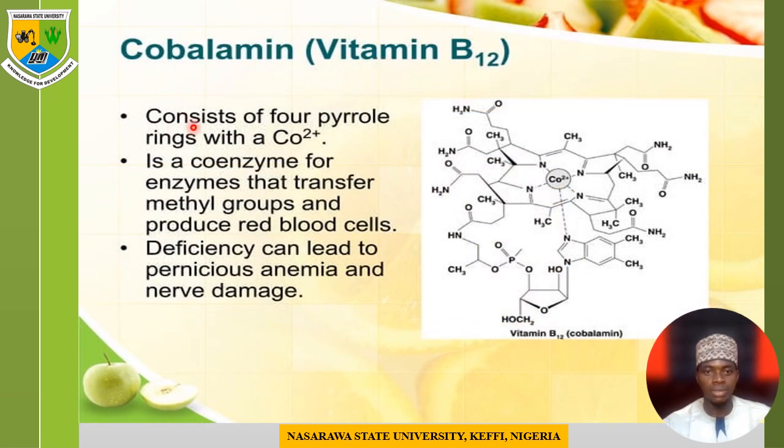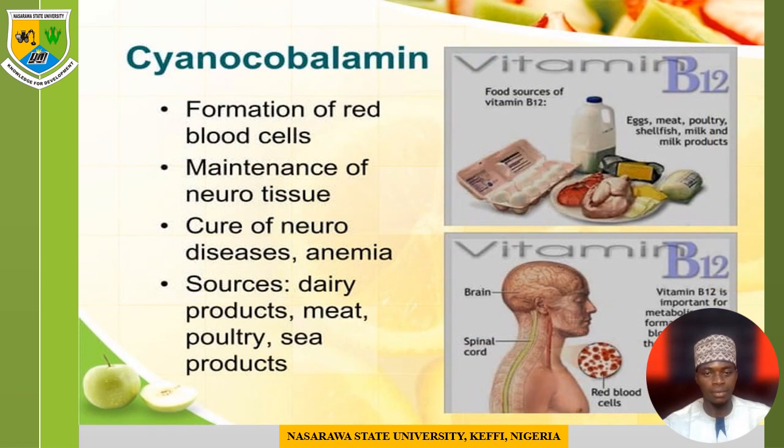Cobalamin, vitamin B12, consists of 4 pyrrole rings with cobalt. This is the cobalt ion. So these are the pyrrole rings, and this is the cobalt. It is a coenzyme for enzymes that transfer methyl groups and produce red blood cells. Deficiency can lead to pernicious anemia and nerve damage. So this is the function of cobalamin. Cyanocobalamin is another name for vitamin B12. The sources include dairy products, meat, poultry, and sea products.